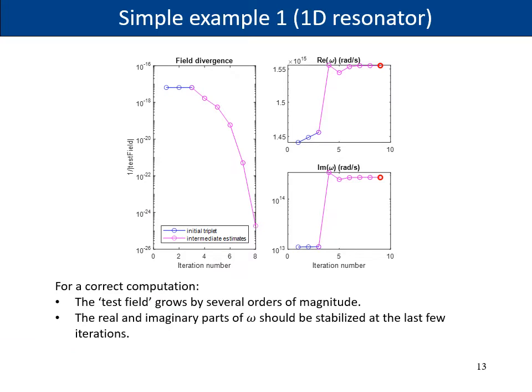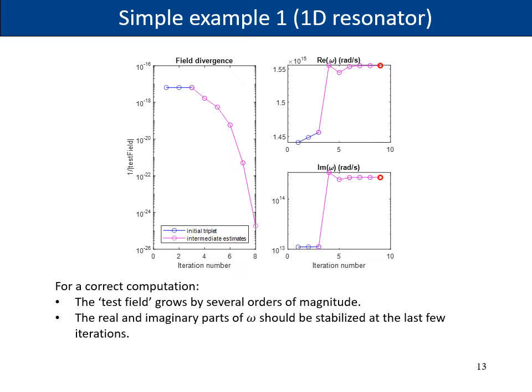So here I would like to show some results of the computation. The first figure returned by the program consists of three panels. The panel on the left shows the field at the test point as a function of the iteration number. As shown in the figure, for a correct computation, the field at the final iteration should be several orders of magnitude larger compared to the first iteration.